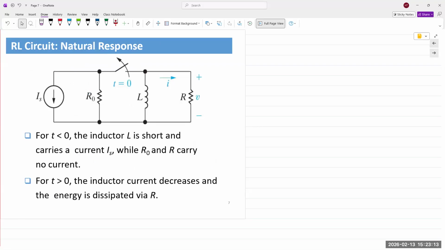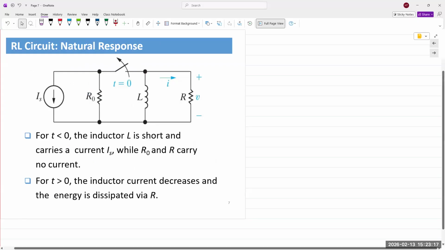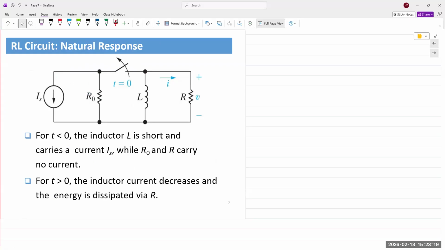Now, in natural response circuits for an inductor and a capacitor, you will oftentimes come across the term "a very long time." A very long time simply indicates that the system is at steady state.